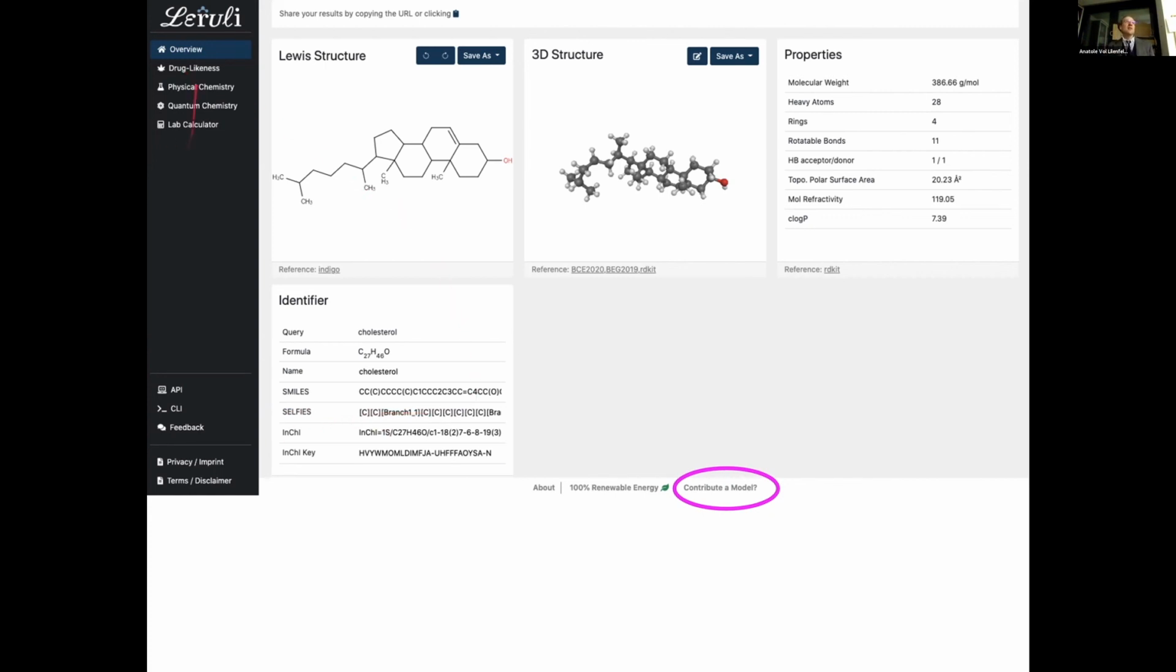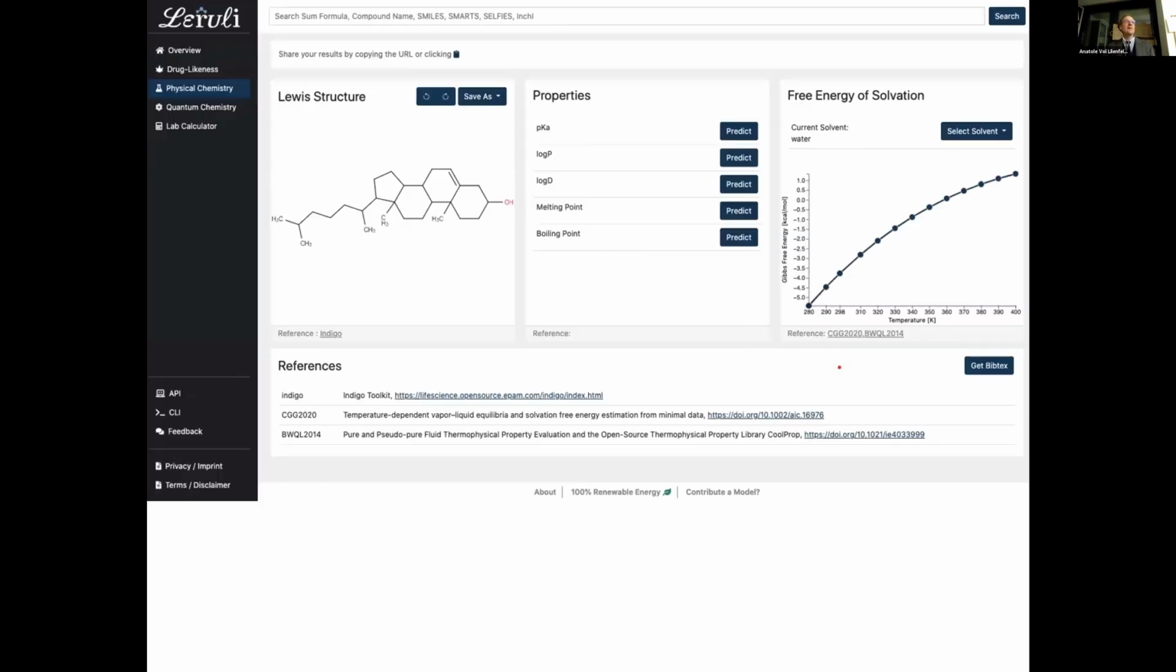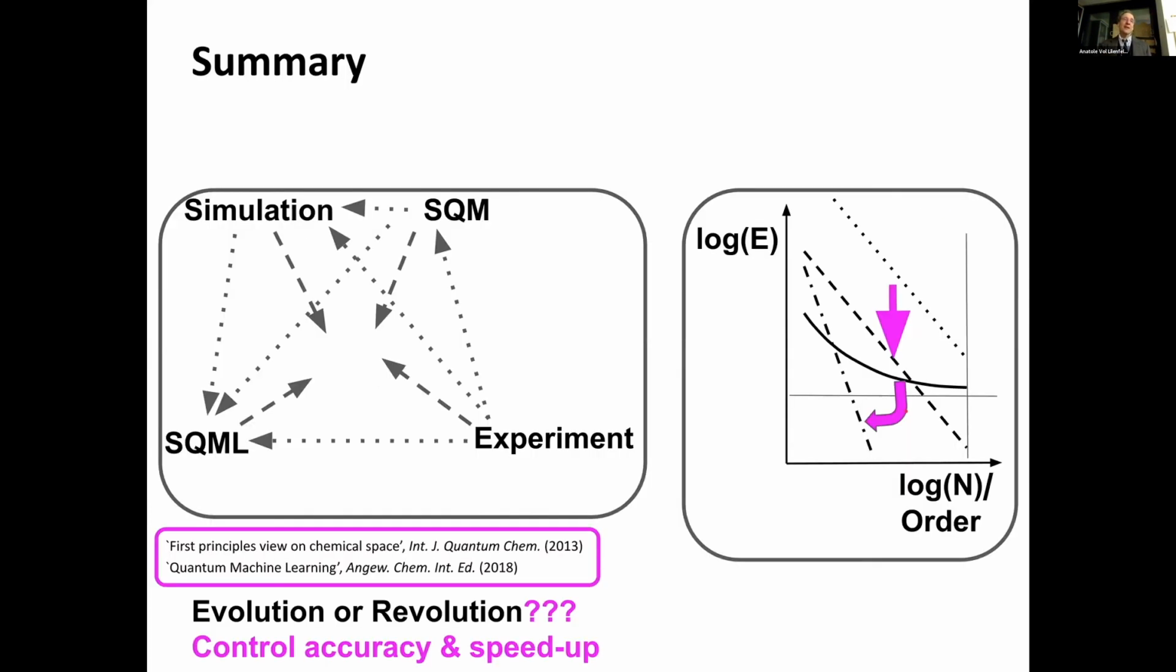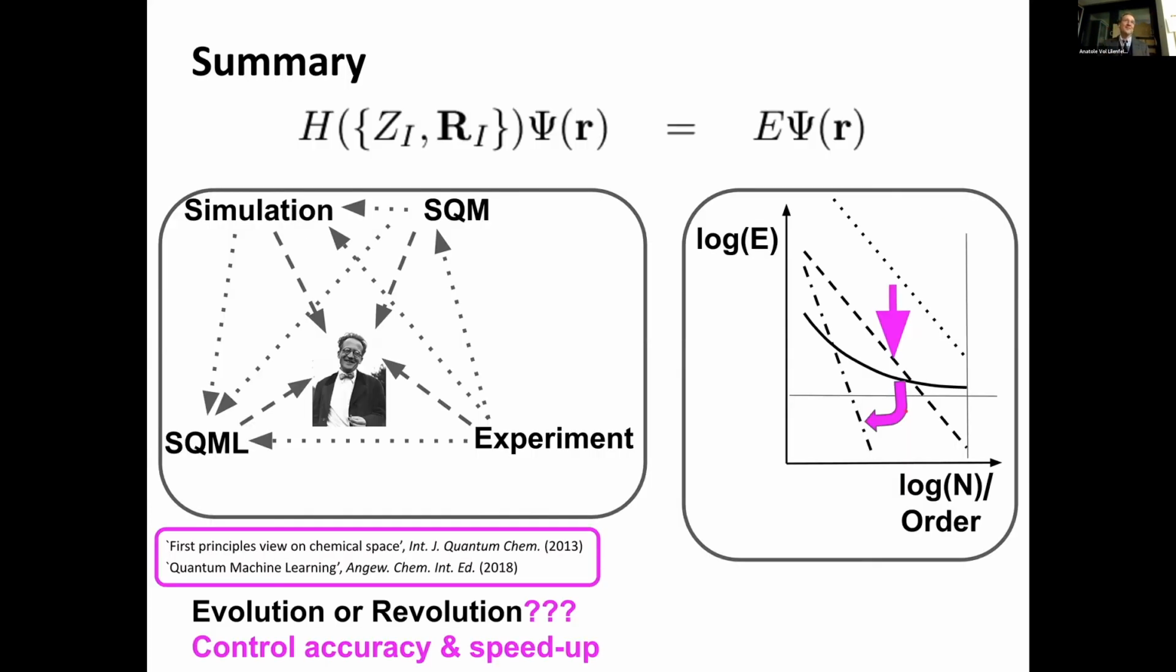You have a whole bunch of things you can predict for your compounds. For example, if you click on physical chemistry, you can predict these properties based on machine learning models. And also here, as an example, the free energy of solvation as a function of temperature. This is the model developed by people in the lab of Bill Green from MIT. So if you wish to have your model here, just let us know. We'd be happy to include it and make it accessible to the world.